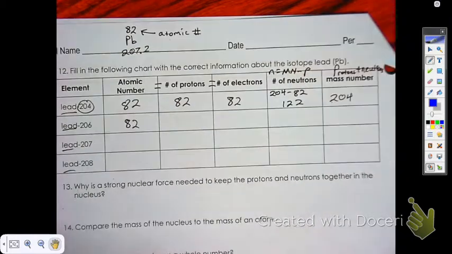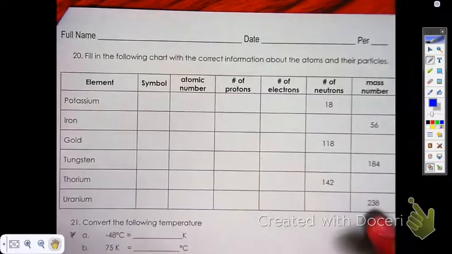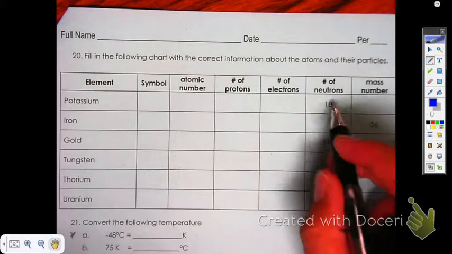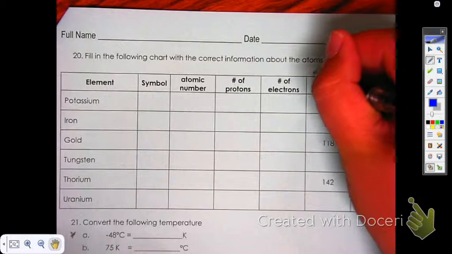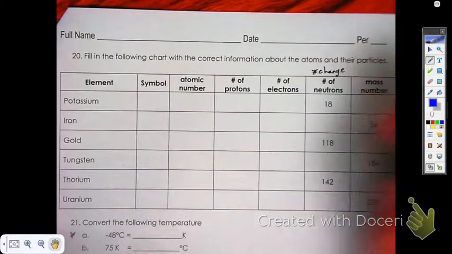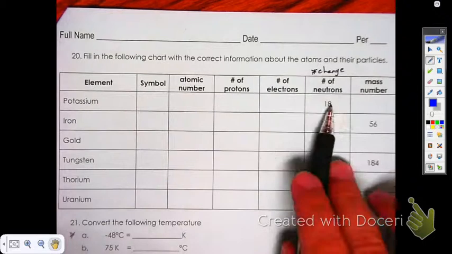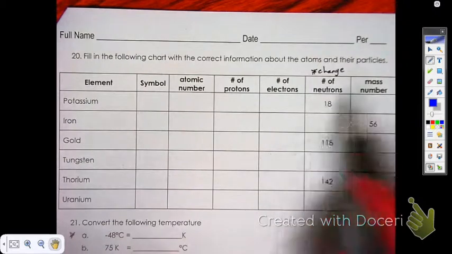Now let's go ahead and turn to the third page. The third page is kind of similar. Up at the top we have a chart. You notice here for potassium the number of neutrons is 18, because remember the number of neutrons can change. So this can change from one element to another. In this case potassium has 18, but in another case potassium might have 20 neutrons or something like that.